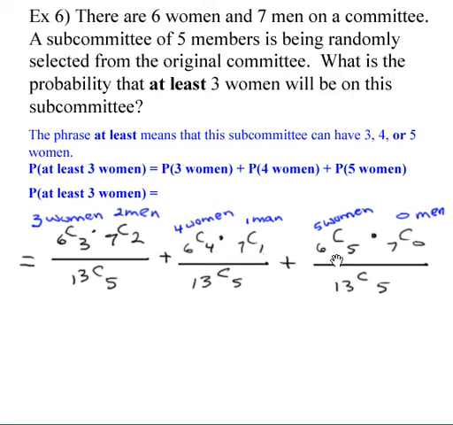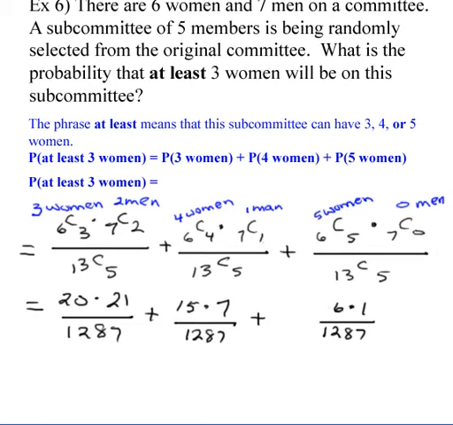And then in the last situation, what if all 5 women were on the committee? So we have 6 to choose from, and we're choosing 5, and that leaves no room for any men on the committee, so there would be 7 men to choose from, and we wouldn't choose any of them. That would be our numerator for the probability of 5 women. Denominator, again, there are still 13 people, and we are choosing 5 of them.